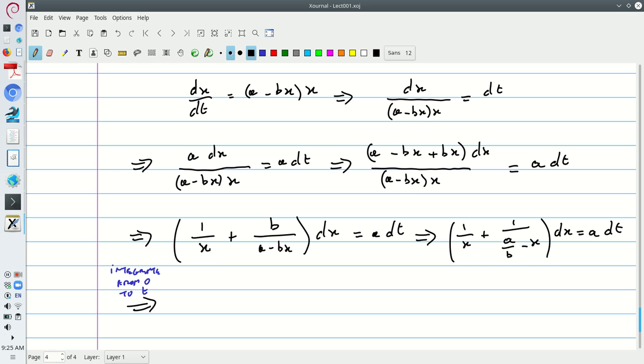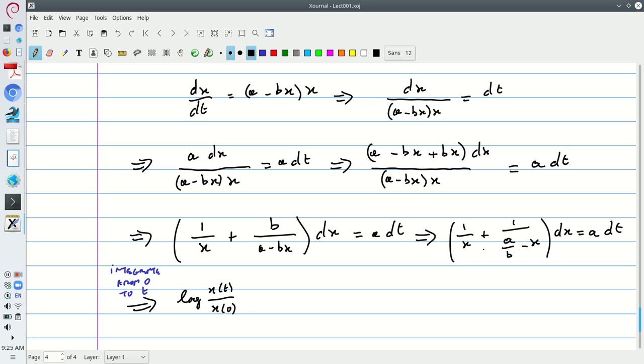So when I'm integrating, I find that the integral of 1 by x is given by x of t divided by x of 0. This term is analogous to the term that we found when we were integrating the Malthus term. When I'm integrating this other term, when b goes to 0, this term tends to 0, so it was not present in the simple Malthus model, but now it's here.